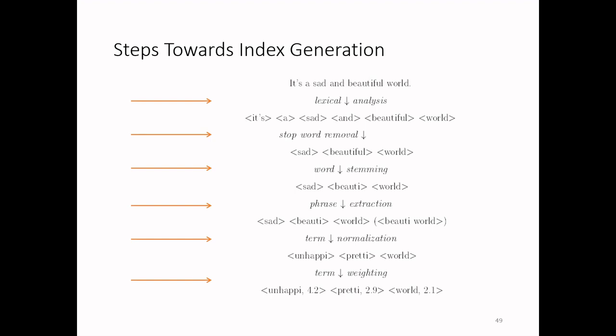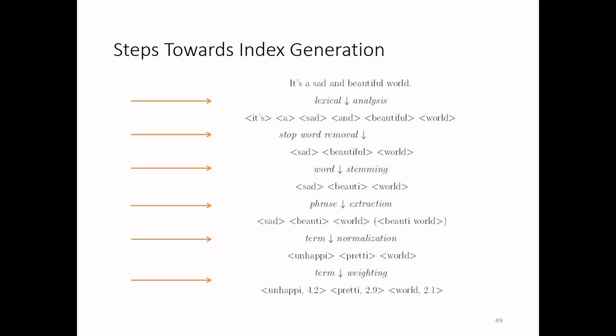All right. So this slide shows you what are the steps involved in doing the indexing. All right. So we start with, let us say, as an example, a sentence: it's a sad and beautiful word. So we do the lexical analysis. Basically, we typically isolate all the words and then identify what are the stop words that are present, and we remove them. After that, we are left only with 3 words from the sentence: sad, beautiful, and word.